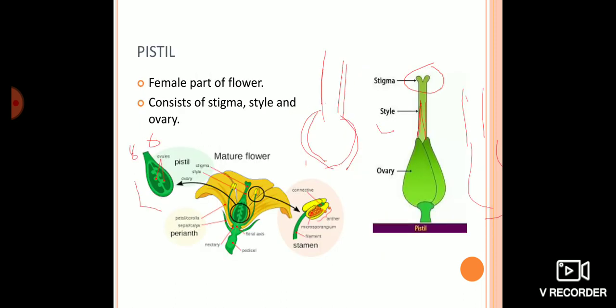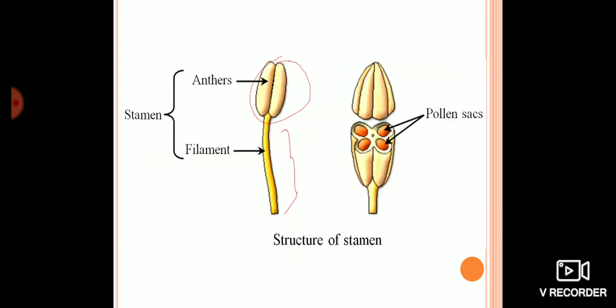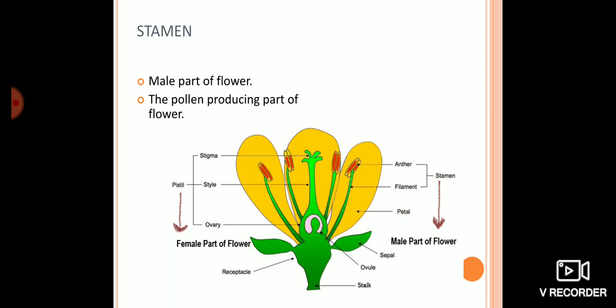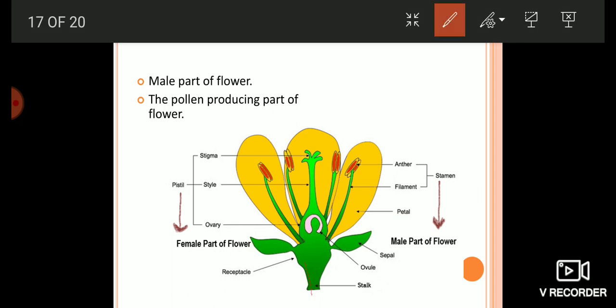Now here, this stalk of the flower is called pedicel. It is the part at which the flower is attached to a stem. In a leaf it is called petiole, and in the flower, when it is attached to the stem, it is called pedicel.